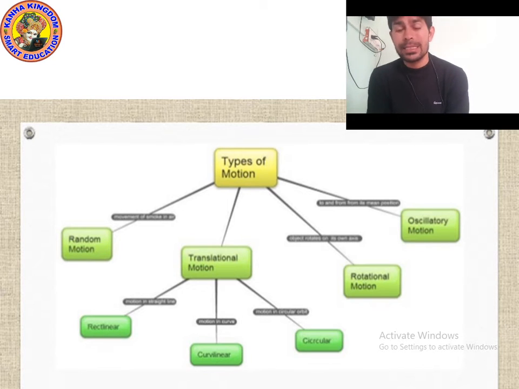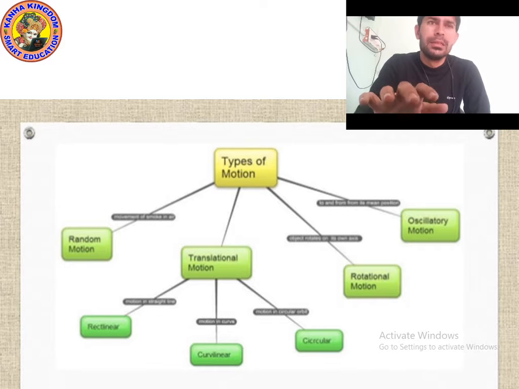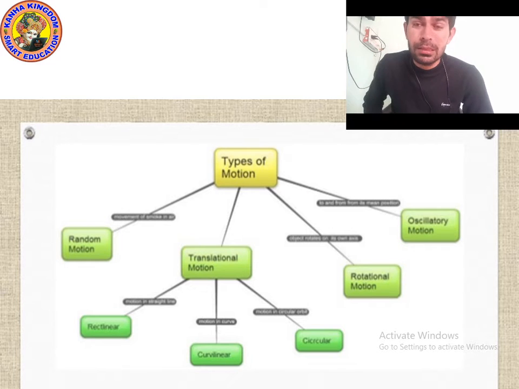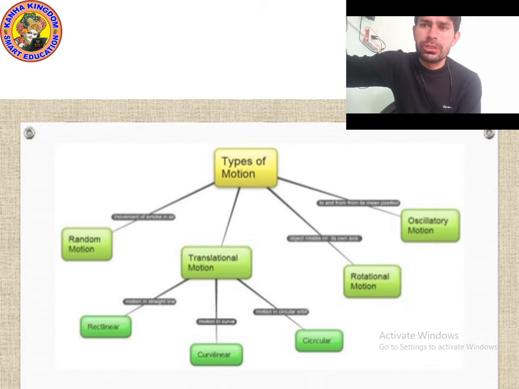You can remember in shortcut RCC. R for rectilinear, C for curvilinear, C for circular. So RTO, RCC. RTO are the main types of motion: R for rotational motion, R for random motion, T for transitional motion, O for oscillatory motion. RCC are the types of transitional motion: R for rectilinear motion, C for curvilinear motion, C for circular motion. I hope you understood. Now let's move on to the next point.